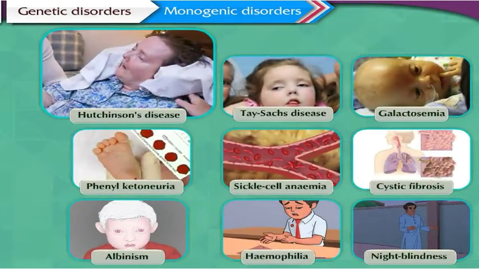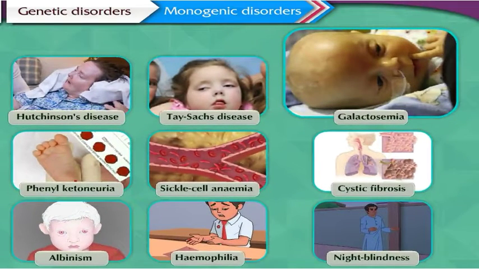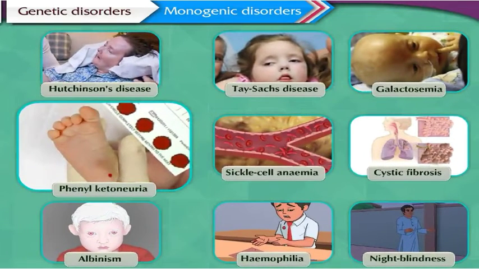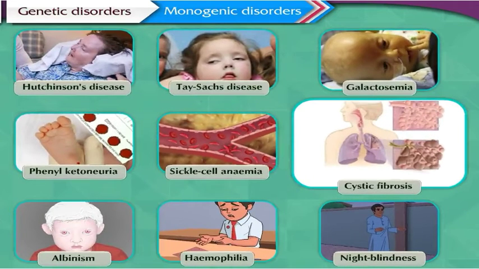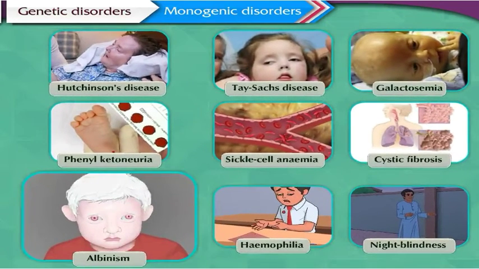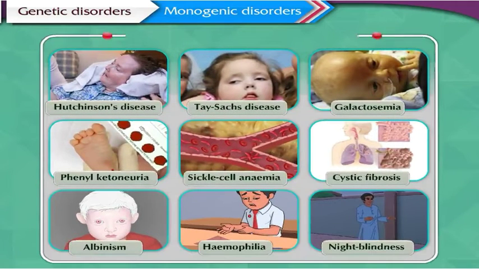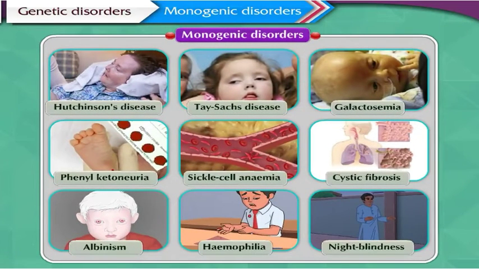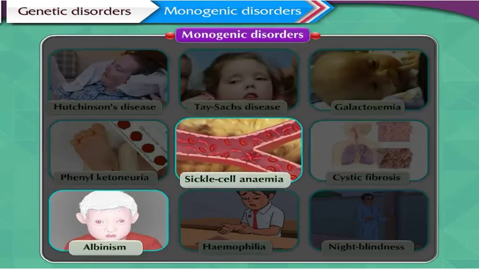Hutchinson's disease, Tay-Sachs disease, galactosemia, phenylketonuria, sickle cell anemia, cystic fibrosis, albinism, hemophilia, and night blindness are some examples of monogenic disorders. Let us know more about the monogenic disorders, albinism and sickle cell anemia.